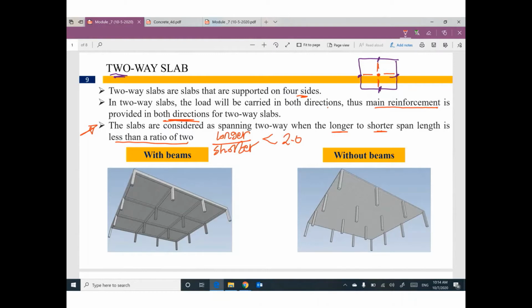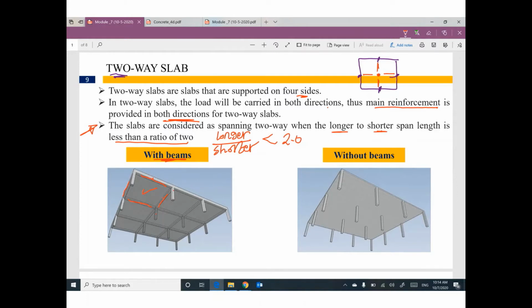Sometimes your two-way slab comes with beams. Can you watch this picture, please? Between this column and this column, we have a beam. We have a beam. We have a beam from 4 sides. And these beams are supporting this slab. So we have two-way slab with beams.